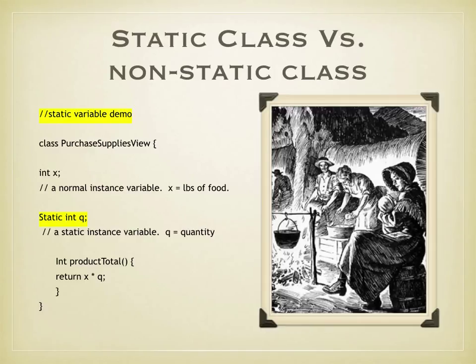For example, in the following program to your left, you'll see the Purchase New Supplies class. 2 different variables are created. In the first example, a normal instance variable x is created and it will represent the pounds of food. We will create multiple instances for x depending on the inventory items. The second variable is a static variable, integer q. We write int q. We will use this variable to represent the quantity of food. If we were not planning on creating multiple instances of this variable, it would need to be a static variable and it would be shared. The method product total will return the product of the instance variable x and the static variable q.